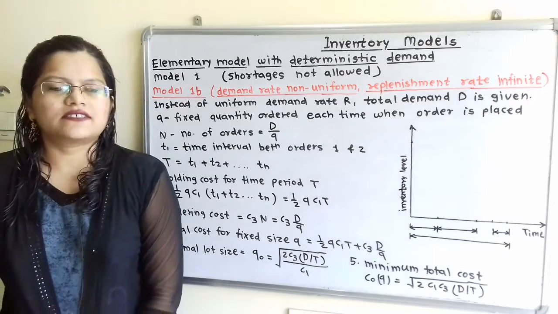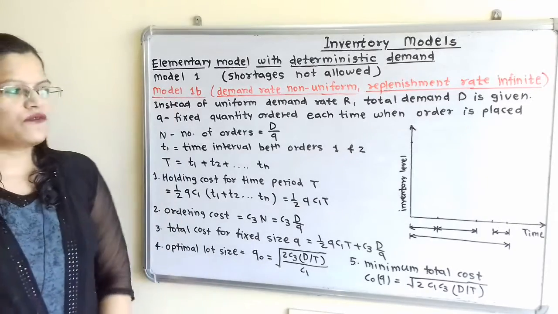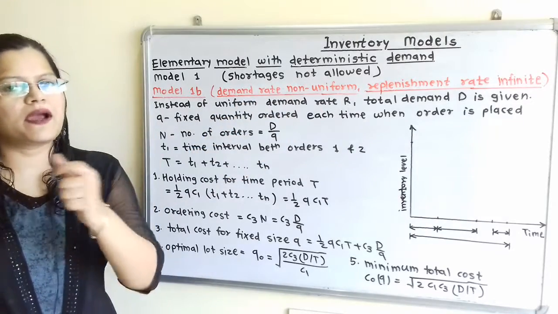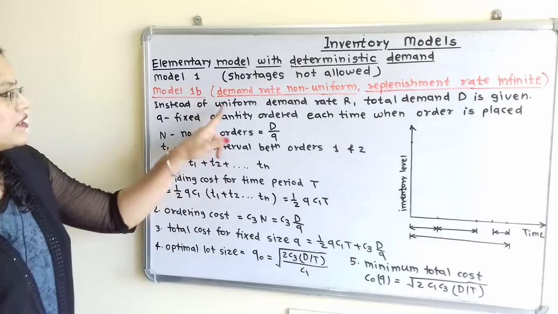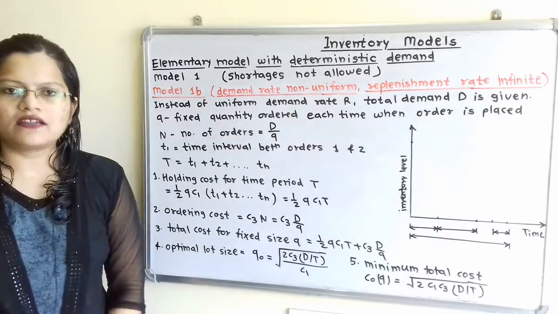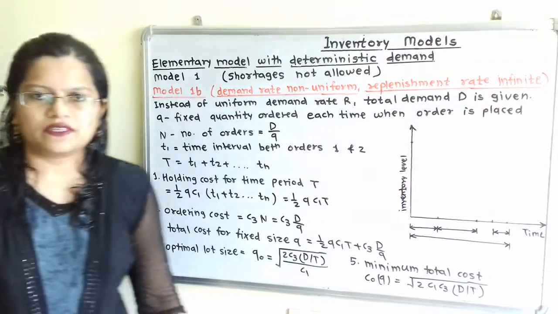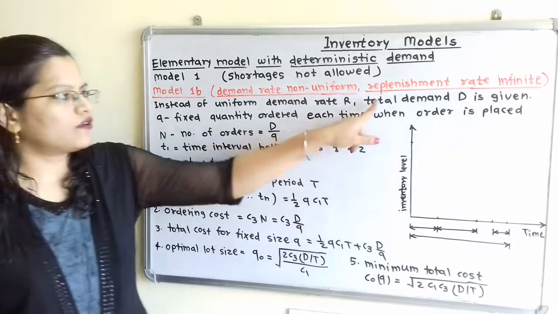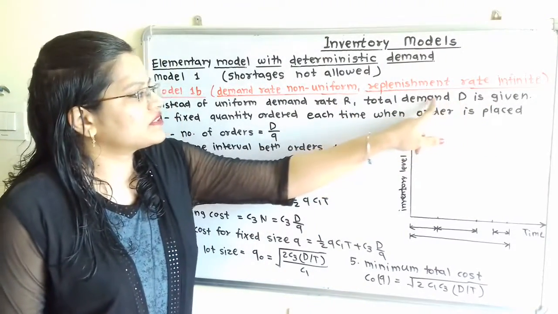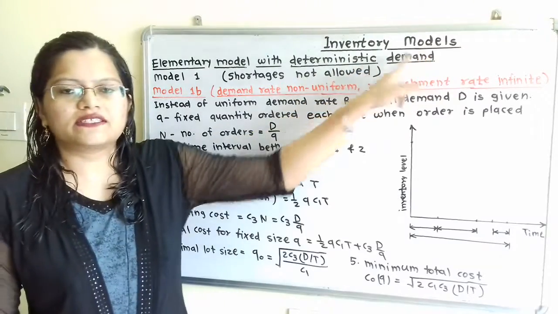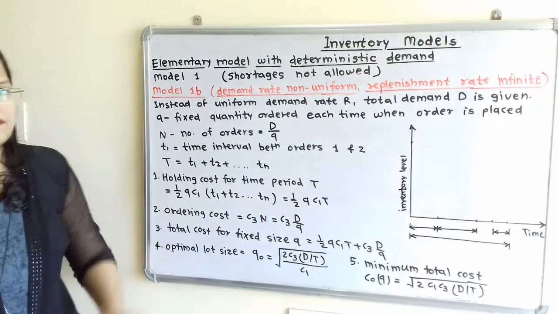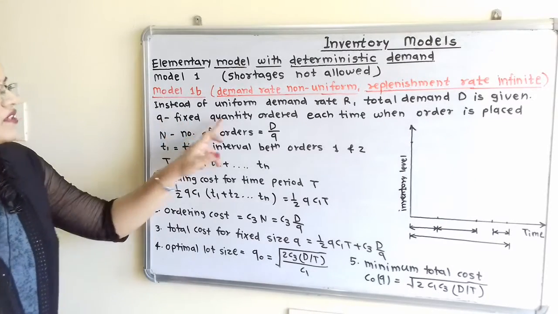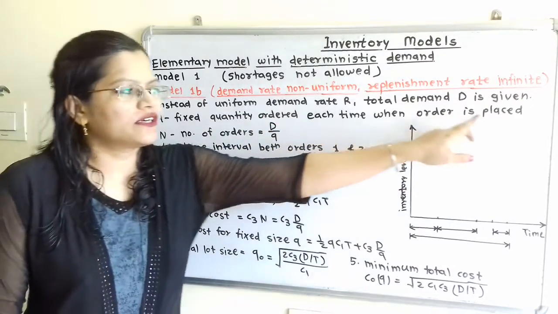Let us understand some parameters related to this model 1B. Now we know that demand rate is non-uniform. Uniform demand rate is shown by letter R. So instead of uniform demand rate R, total demand D is given. That means in the given question, R is not given, but instead total demand D is given, because this demand is deterministic, or we can say constant, under model 1. Then Q. So what is this Q? Fixed quantity ordered each time when an order is placed.